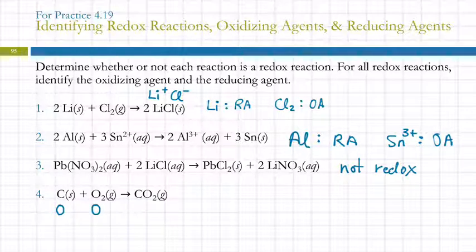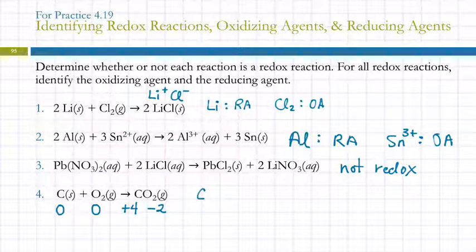CO2. Fluorine, no. Hydrogen, no. Oxygen. What does oxygen want to be? -2. So if oxygen's -2, what's the carbon? +4. There's 2 oxygens, they're each -2. So it's a total of -2 plus -2, total of -4. 1 carbon, so this must be +4. So is this a redox reaction? Yeah, it is. Oxidation states are changing.